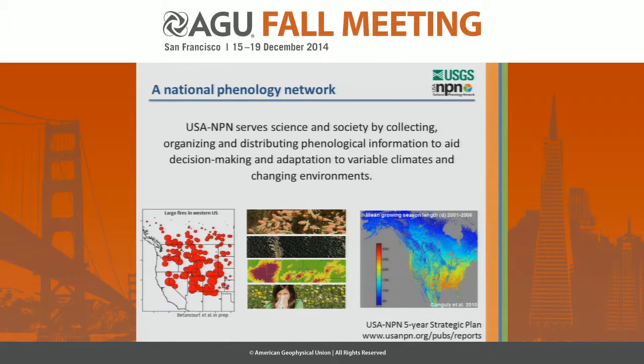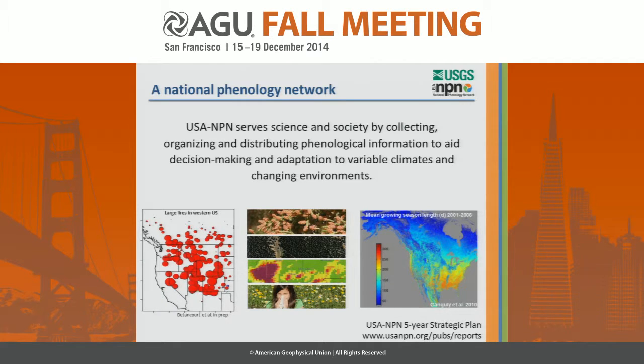So rather than go into too much detail on the Phenology Network, hopefully most of you have heard a little bit about it. Essentially our mission is to serve science and society by collecting, organizing, and distributing phenological information and ancillary information to aid decision-making and adaptation in variable climates and changing environments. I put the changing environments in there because you don't have to have climate change as a driver for this network. You can use it to understand where to go to see leaves in the fall, for example.